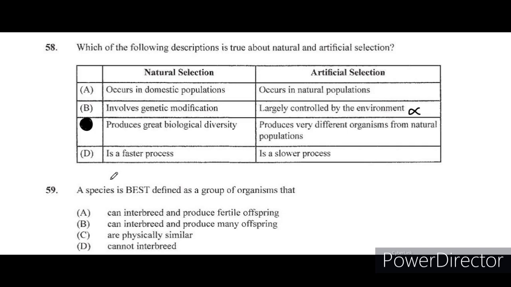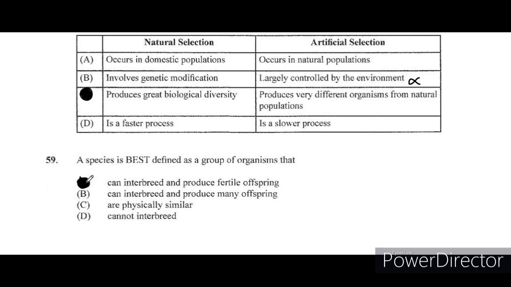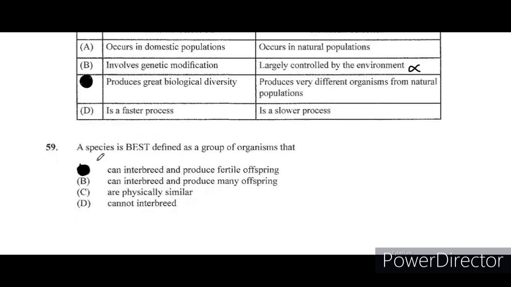A species is best defined as a group of organisms that can interbreed and produce fertile offspring. Yes. Now, I think the mule is a great example of this. It's the offspring of a horse and a donkey, and the mule is sterile. The mule itself cannot produce offspring. That's what I'm saying. So the mating between the horse and the donkey produced an organism, or offspring, that's infertile.